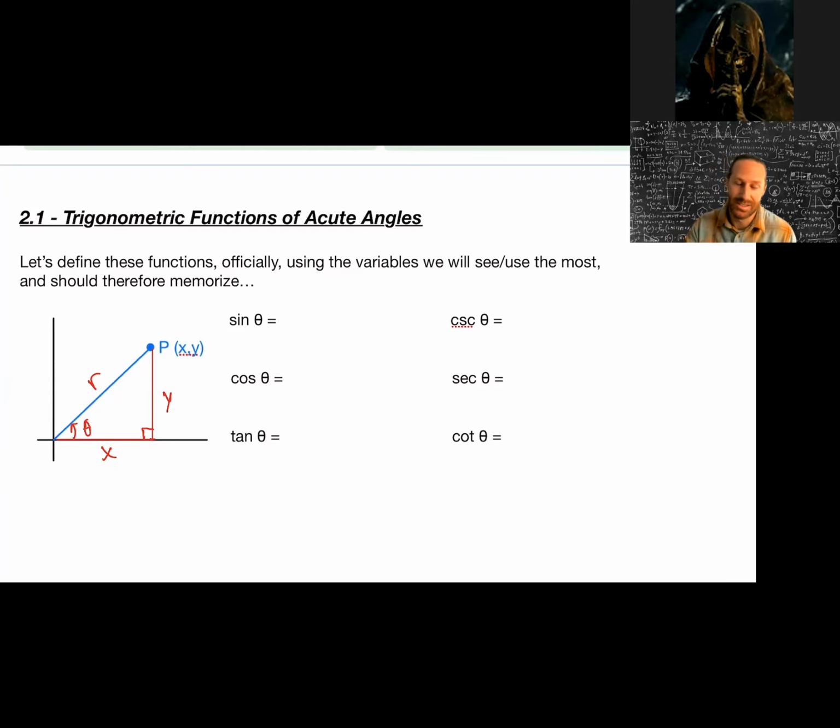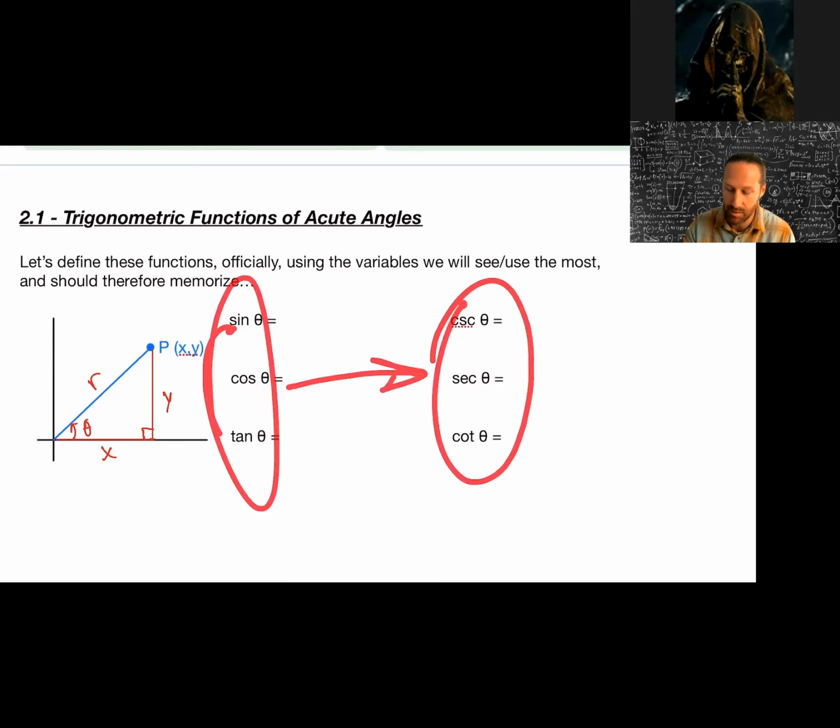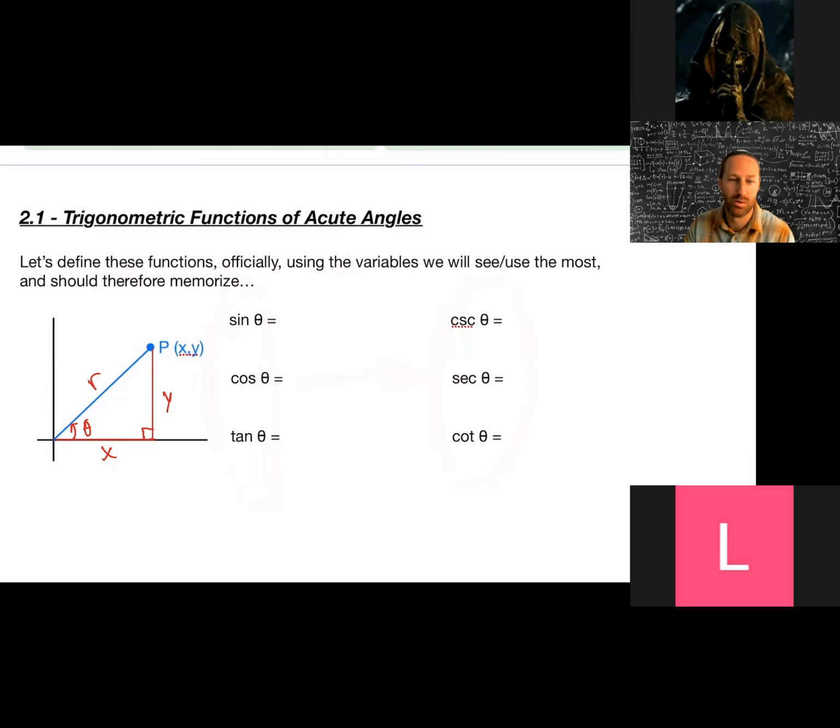So let's see if you guys can say exactly what we said these would be. And again, I'm going to start with the big 3, and then we'll talk about their, what do we call these? Reciprocals. Very good, Luis. Reciprocal functions. So what is sine according to this triangle and that angle? What ratio? Y over R.